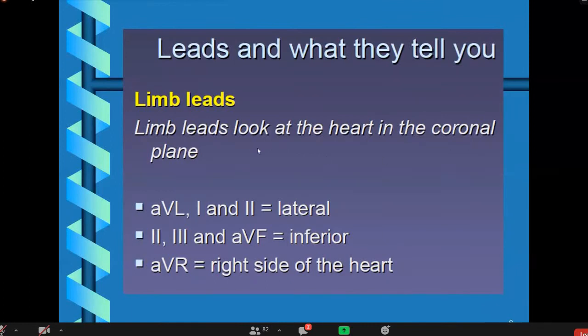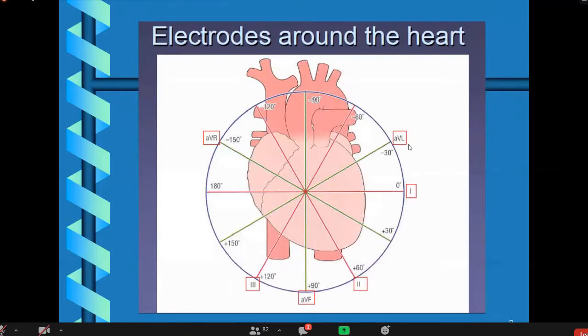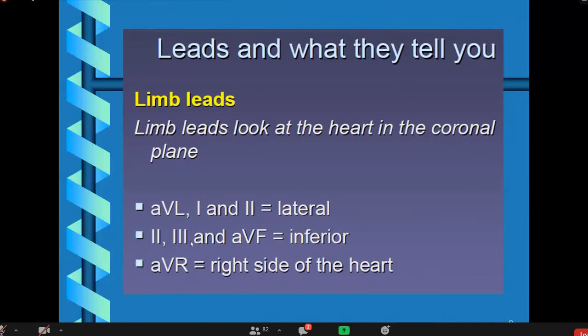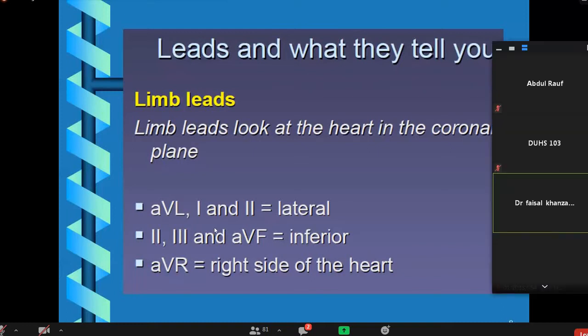Limb leads look at the heart in the coronal plane. Leads 1 and aVL are lateral leads; they see the heart from the lateral side. Let's go back. Leads 1 and aVL see from the left side. Leads 2, 3 and aVF are the inferior wall. Remember this: whenever we say acute inferior wall MI, we see ST elevation in 2, 3 and aVF. Whenever we say lateral wall MI, we see ST elevation in 1, aVL and at times lead 2 as well. Then aVR, the right side of the heart; through aVR, we see the right side of the heart.